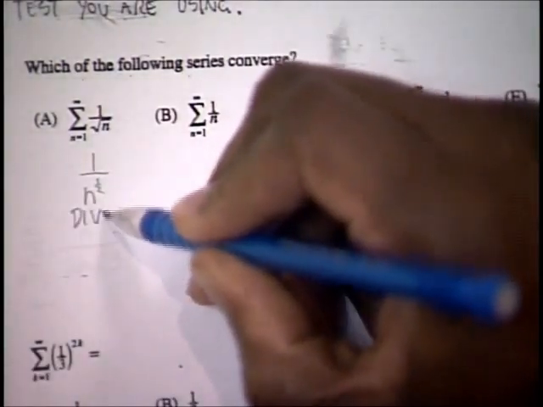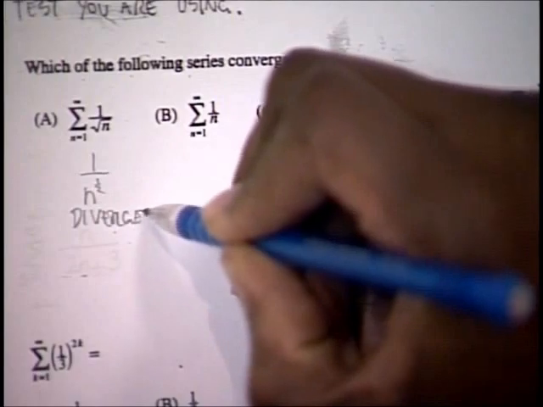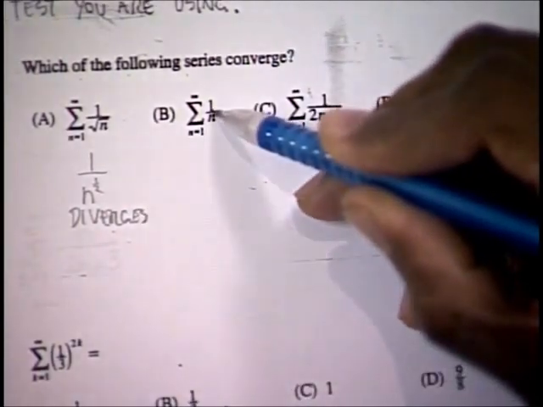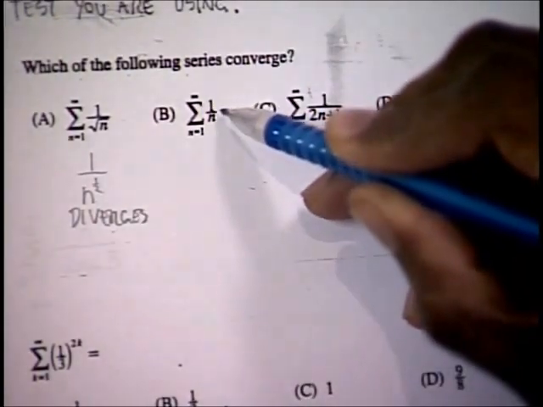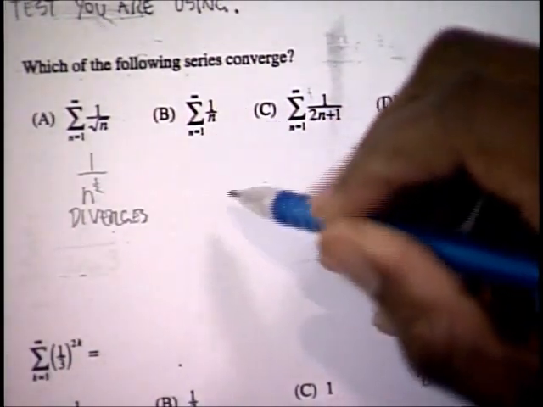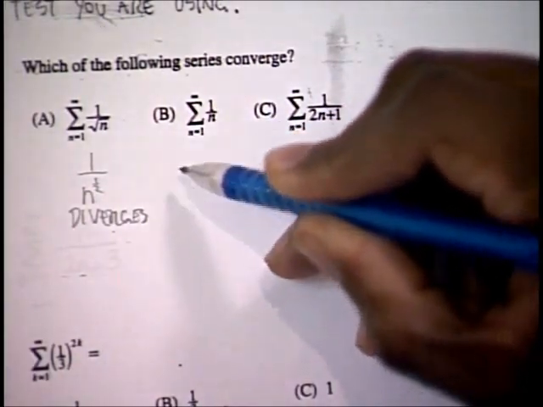Here, this is a harmonic series. It's a p-series, a special p-series, the harmonic series. Every harmonic series diverges. You would just have to know that. And then here, 1 over 2n.